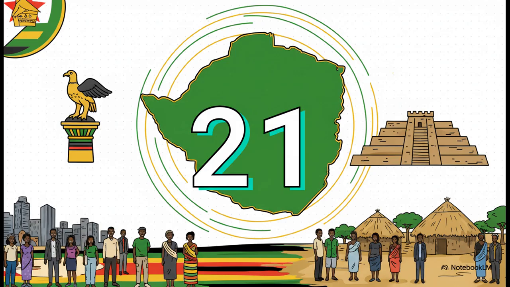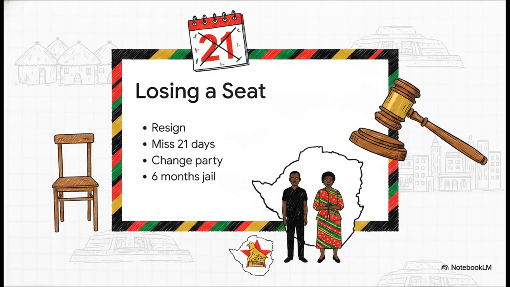Section 129 explains how lawmakers can easily lose their jobs if they break your trust. For instance, if a member of parliament decides to just stay home and misses 21 working days in a row without permission, they are automatically fired. I mean, you just can't be a lawmaker if you don't show up to make the laws. The bottom line is lawmakers are not above the law. They have strict rules to follow just like everyone else.